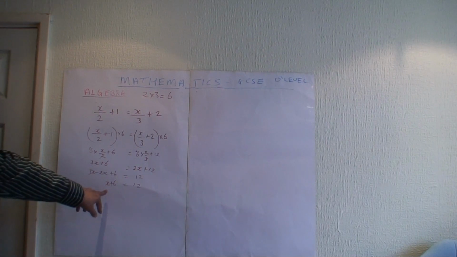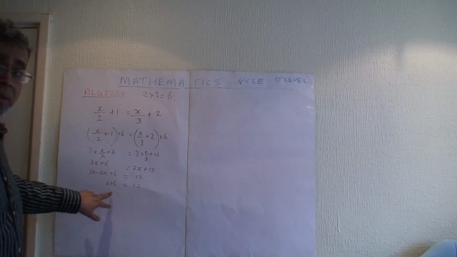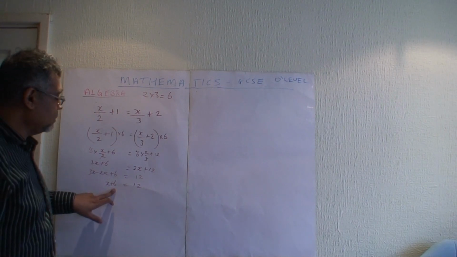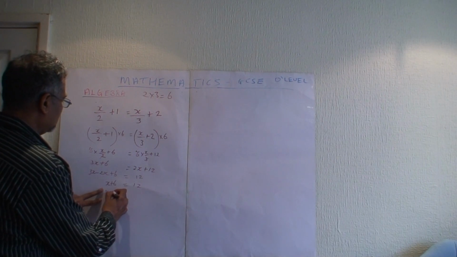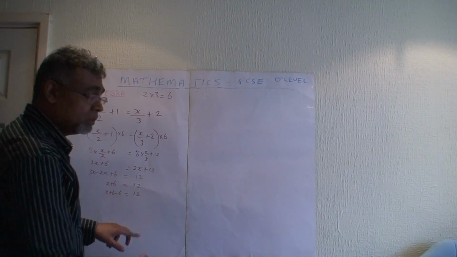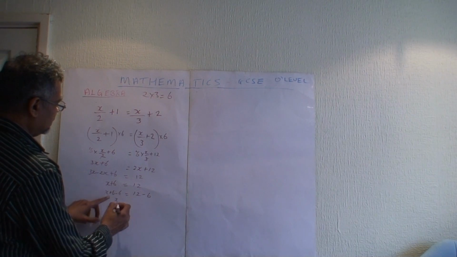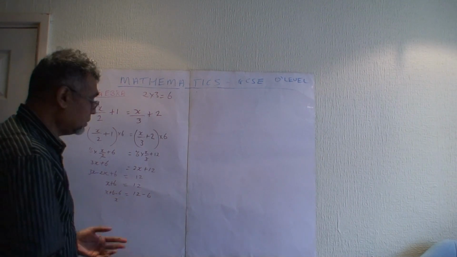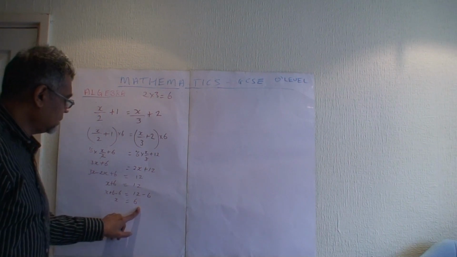And to get rid of the 6, obviously we minus 6 on both sides. So this is x plus 6 minus 6. We do the same thing on this side, 12 minus 6. So that's x, 6 minus 6 is 0, so x is equal to 6.